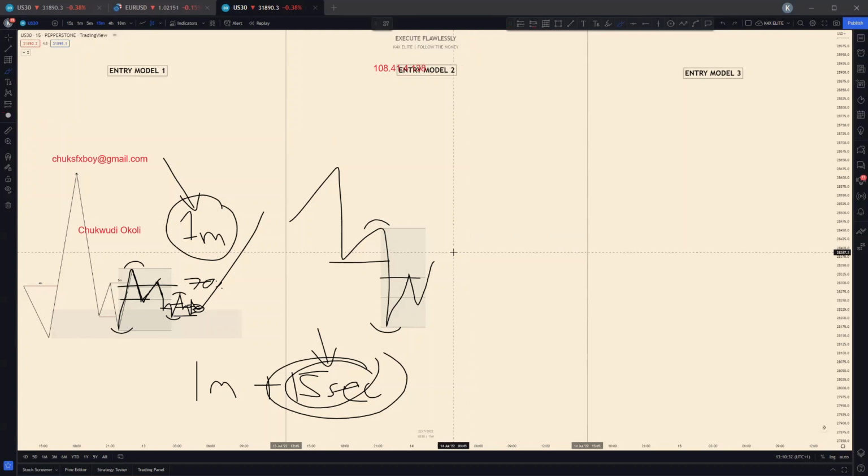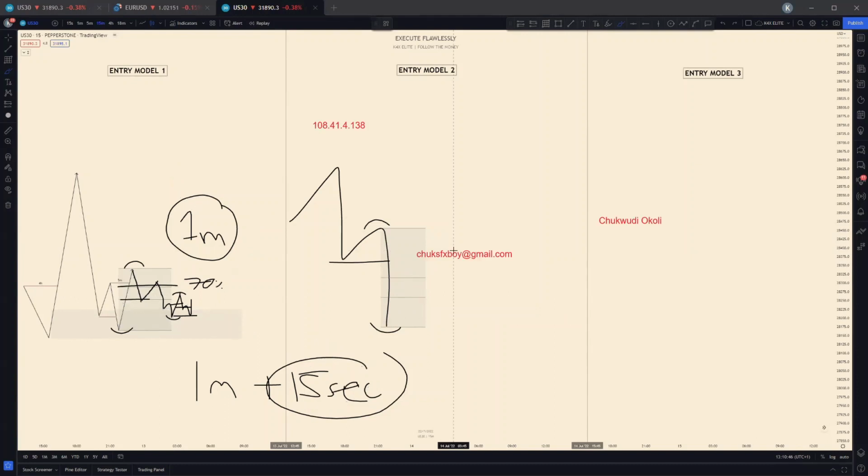If you keep things so simple and systematic, rule based and pattern based, because that's all we are trading, is all patterns. This is a pattern, this is a pattern, right? That's all it is. So this is entry model 1.